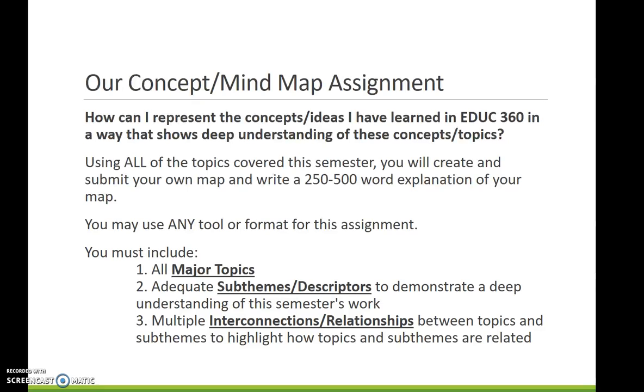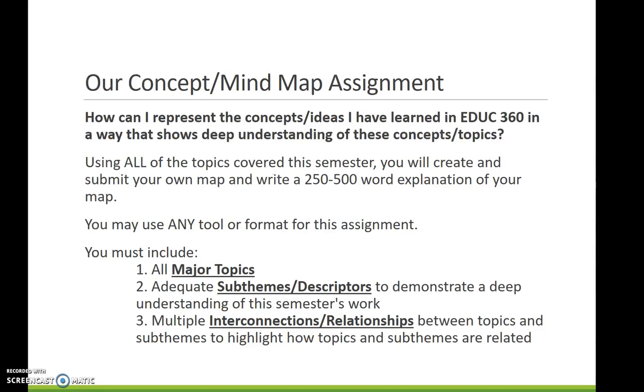Just a note on the explanation: as long as you're not way under 250, it really doesn't matter to me. 250 to 500 is kind of the goal, so you understand how much I'm expecting. And if you go way under, you and I are going to have a talk about whether or not you've adequately described your map. If you go way over, I'm totally okay with that. So you don't have to stay in that range. It's just a general idea, and whatever works for you as far as going over is great. But if you're way under, you're probably not doing enough.